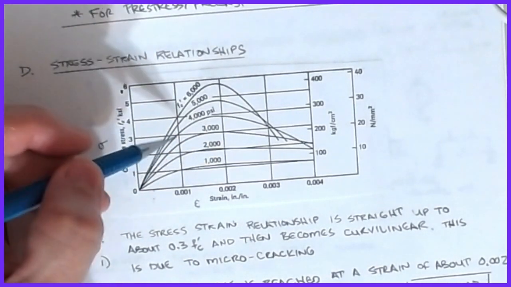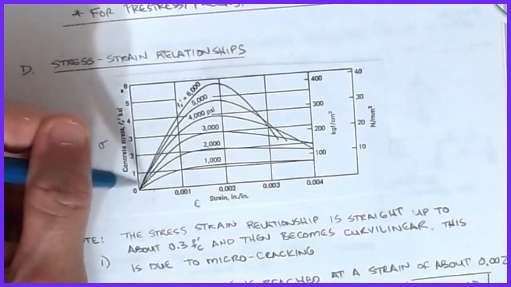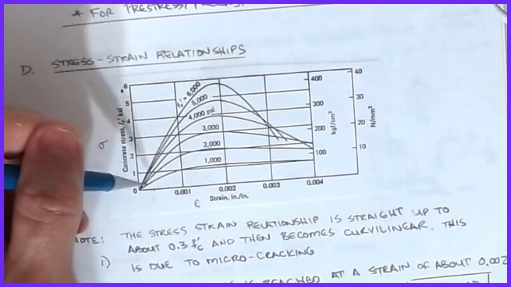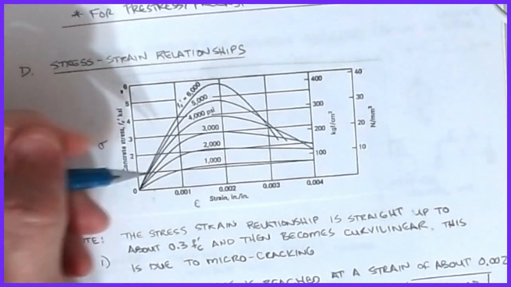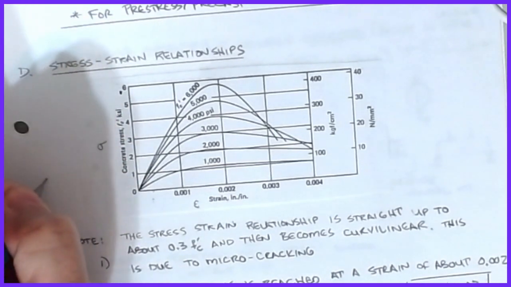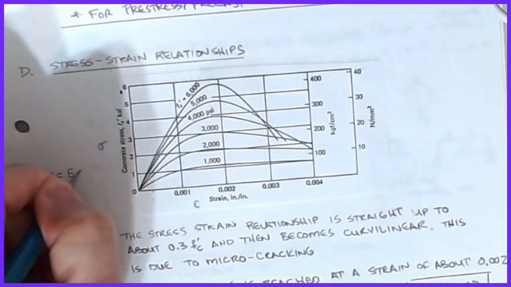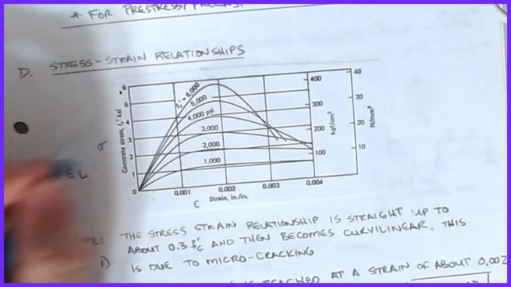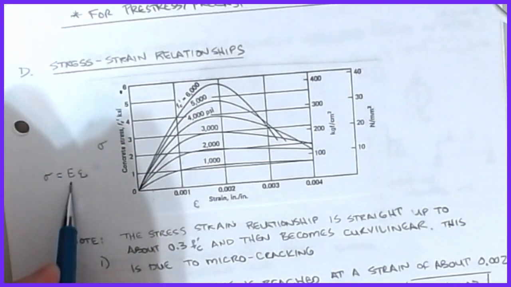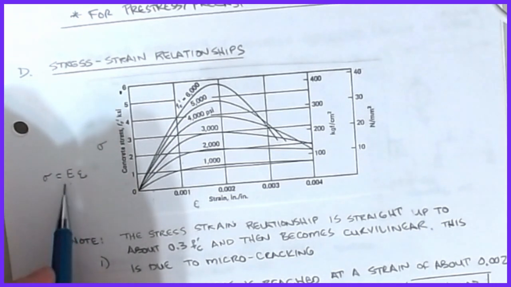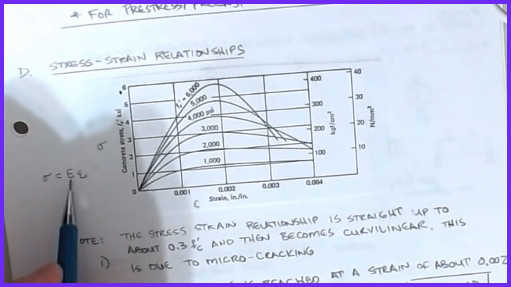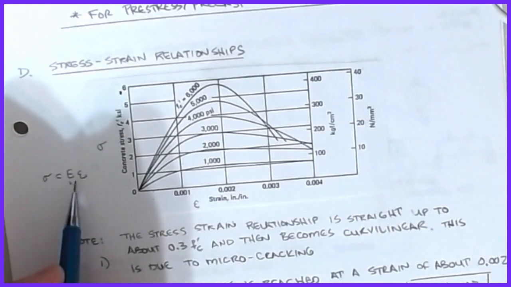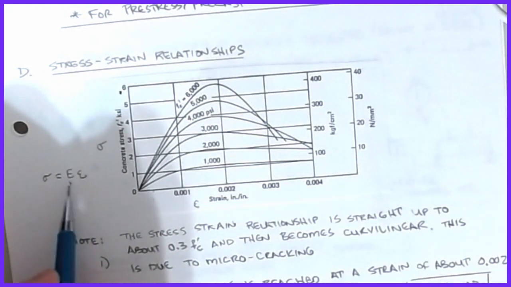Okay, and if you remember, for a while I get a fairly linear region here. And the slope of that line, if you remember Hooke's law, sigma is equal to E times epsilon. The slope of this line is E, or Young's modulus, and that's a measure of this.